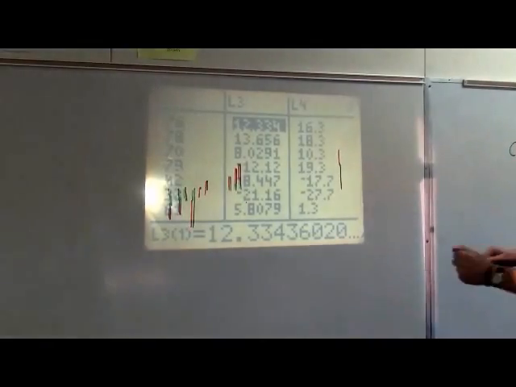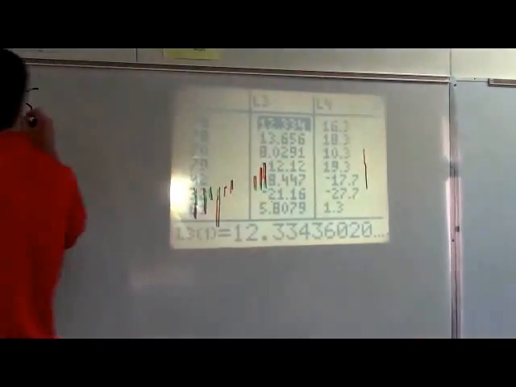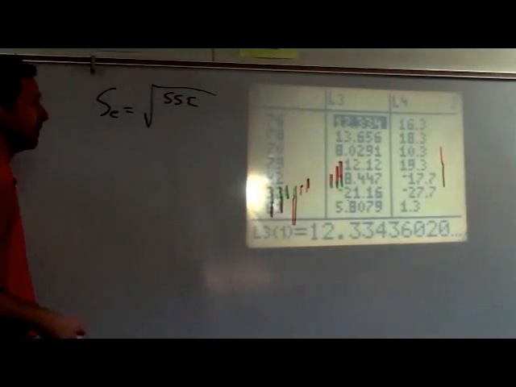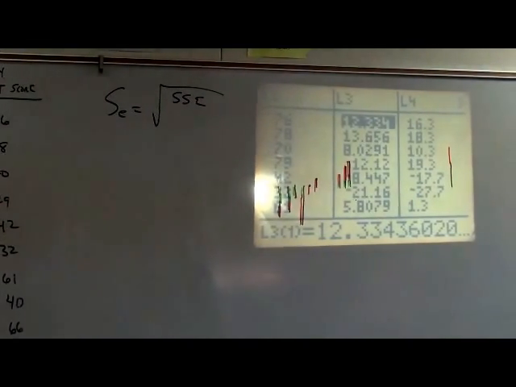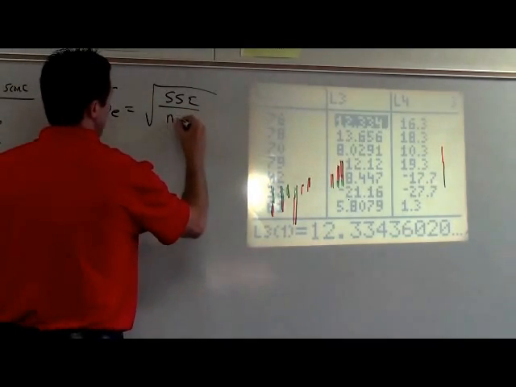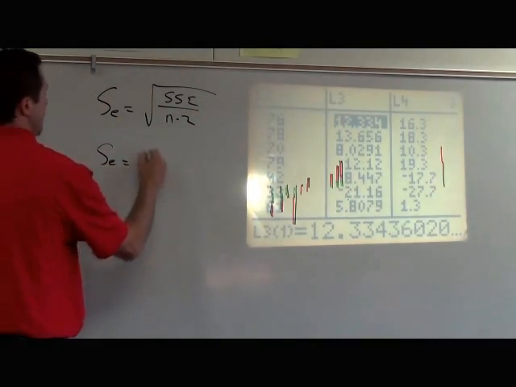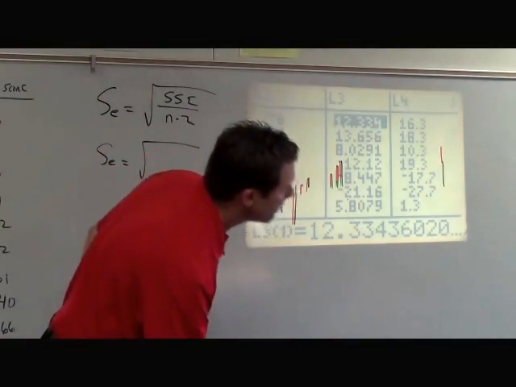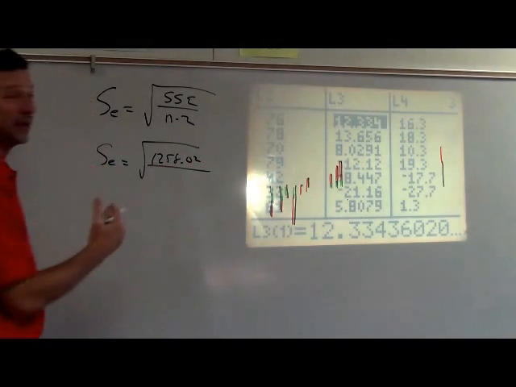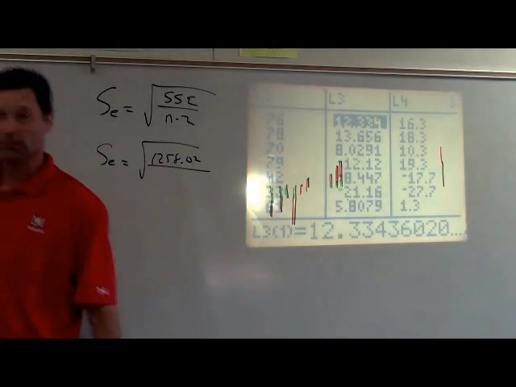So the standard error for this problem, now remember you're always going to write down the formula. So it's the square root of the sum of the squared errors, or SS resid. Sometimes you'll see it like that. And we're going to divide that by n minus 2. So in this problem, the sum of the squared errors, you guys told me was 1,258.02.